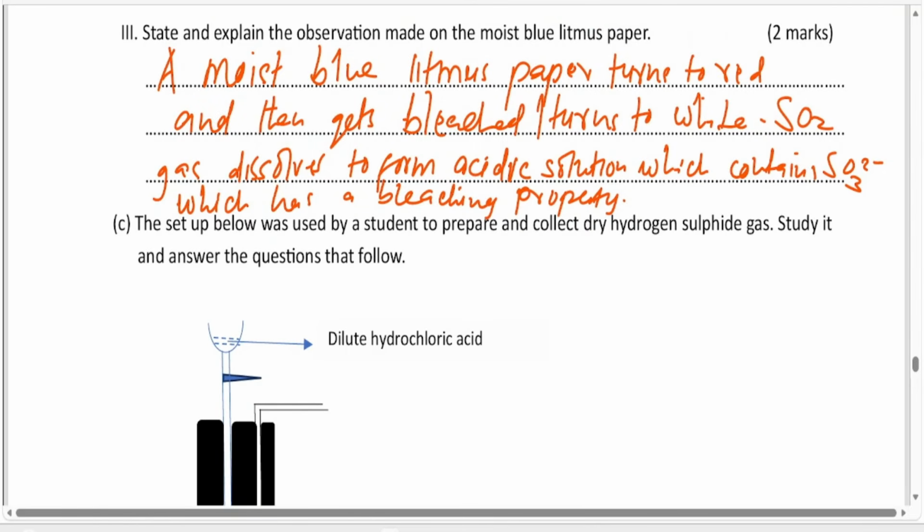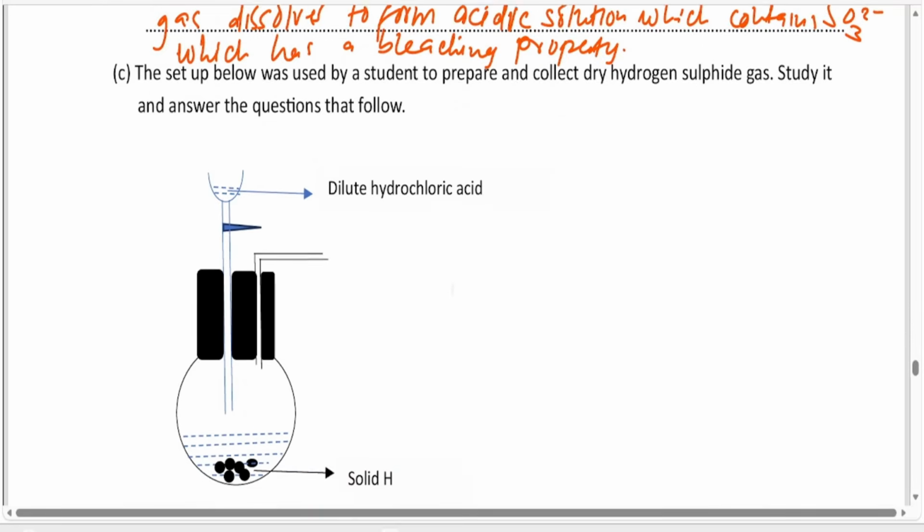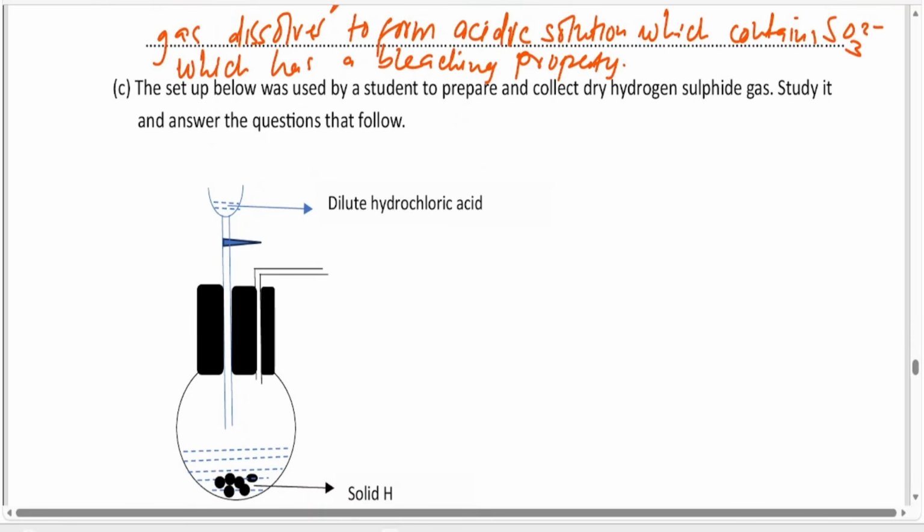The setup below was used by a student to prepare and collect hydrogen sulfide gas. Study it and answer the questions that follow. This question comes from the topic sulfur and its compounds. In the preparation of hydrogen sulfide gas, learners, as seen in that particular part, it's prepared by reacting dilute hydrochloric acid and an appropriate metal sulfide.